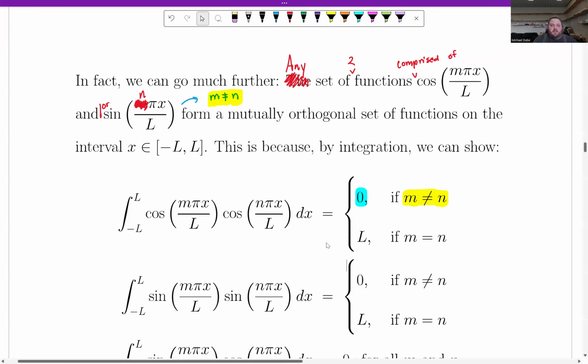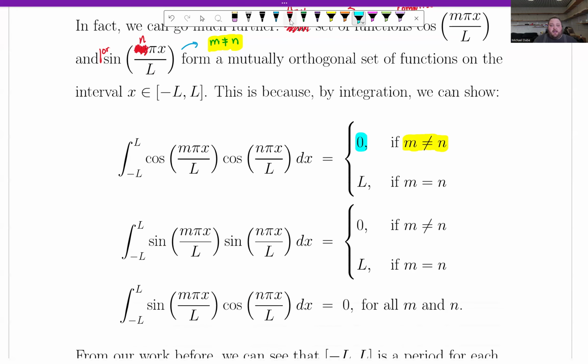Same thing can be shown for the integral from -L to L of sine(mπx/L) times sine(nπx/L) dx. Once again, if m does not equal n, if they're different, then our inner product will be equal to 0, and therefore they will be orthogonal to one another. So the set that contains those two sine functions with different m and n will be mutually orthogonal.